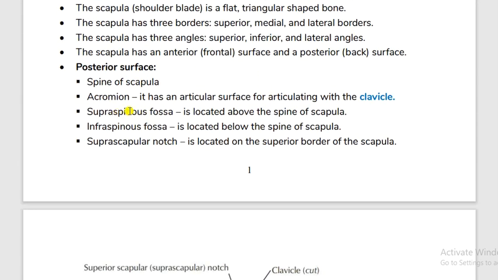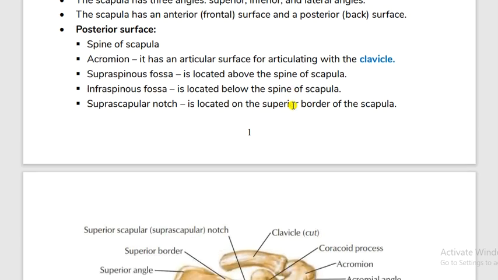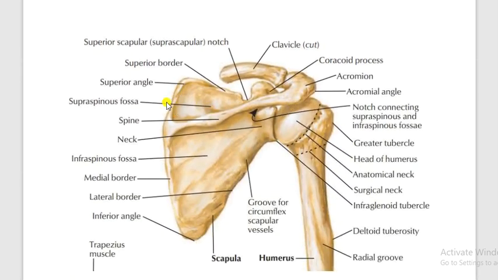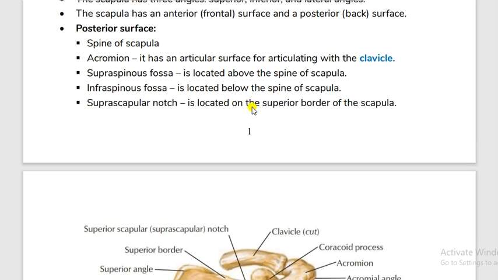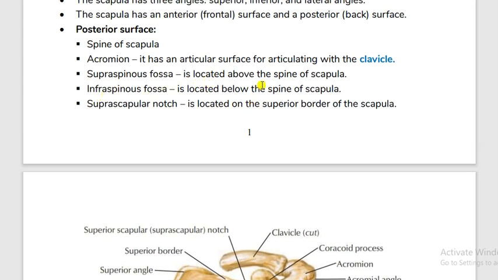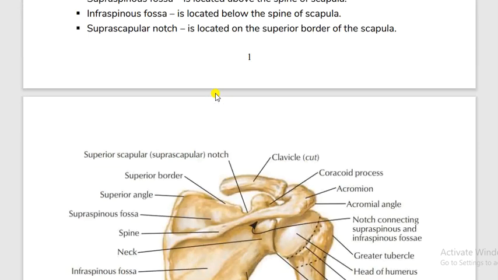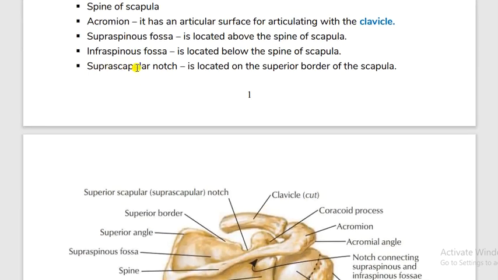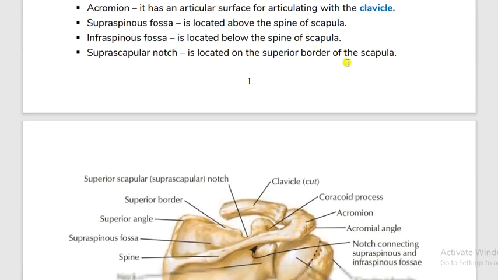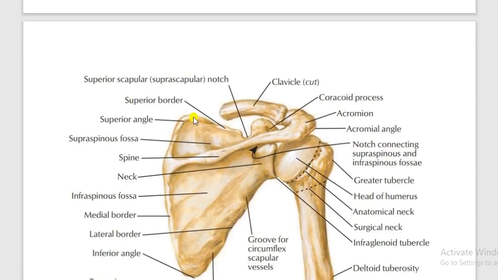And then we have the supraspinous fossa, which is located above the spine of the scapula. This is the supraspinous fossa here. And then we have the infraspinous fossa. It is located below the spine of the scapula. This is the infraspinous fossa, and this is the spine of the scapula. And then finally, the suprascapular notch is located on the superior border of the scapula. This is the superior border of the scapula, and this is the suprascapular notch.